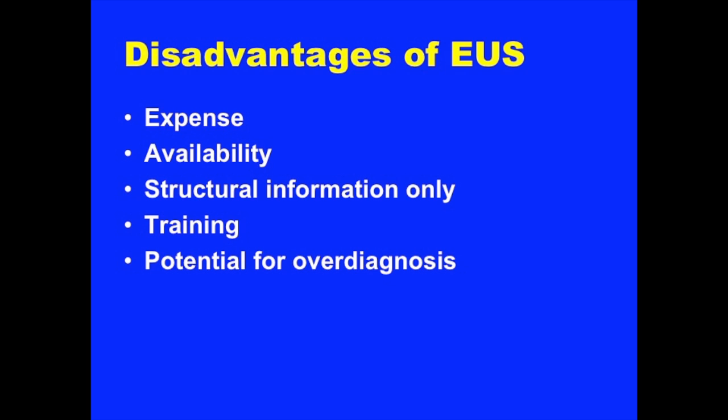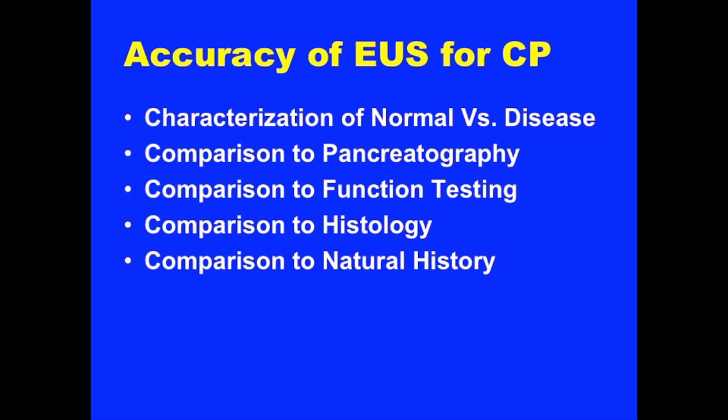We achieve structural information only. Obtaining training can be difficult because so few centers have the volume to actually do it well, and it's in particular difficult for those who are already in private practice. I think the one thing we should be very aware of in EUS is the potential for overdiagnosis, and we're going to rediscuss that when we come back to evaluation of unexplained abdominal pain.